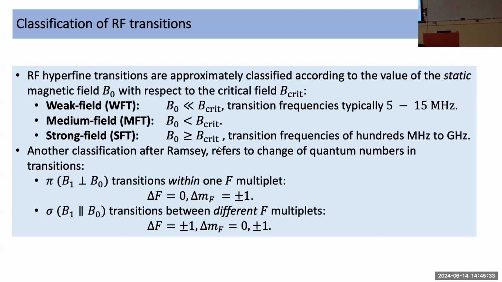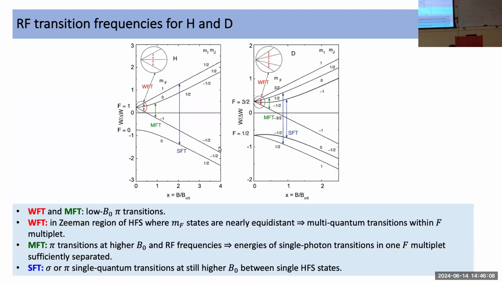So let me see, there's a little bit on classification. Usually these transition types are classified depending on whether it's in the weak field, medium field, or strong field compared to the critical field. These transitions are typically 5 to 15 megahertz or up to gigahertz in frequency. There's a different classification scheme, which refers to the quantum numbers in the transitions, whether you have the rotating B field perpendicular or parallel to the static field. I don't need to look into this in detail.